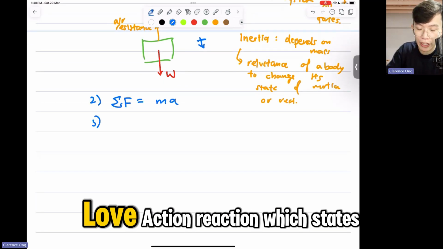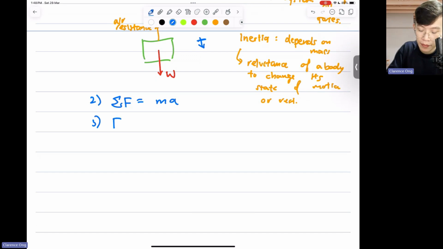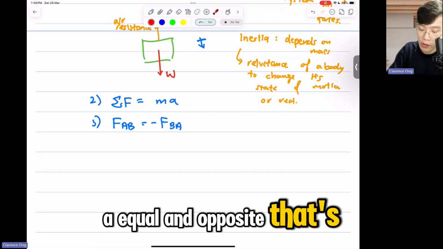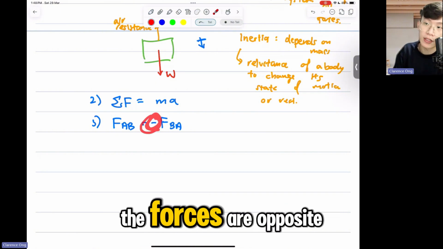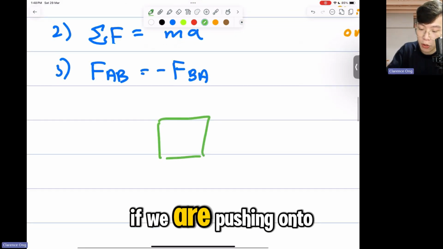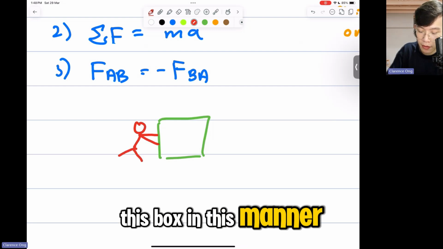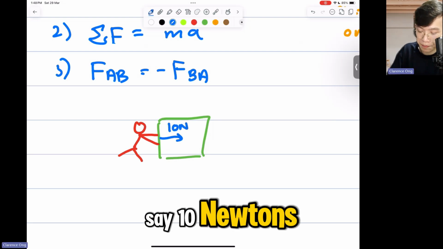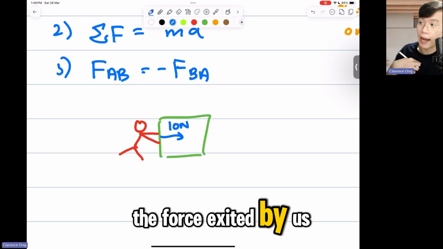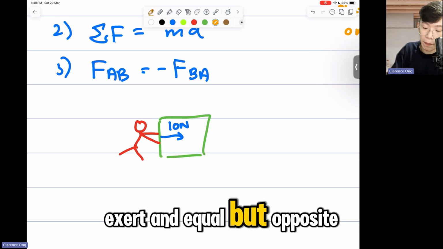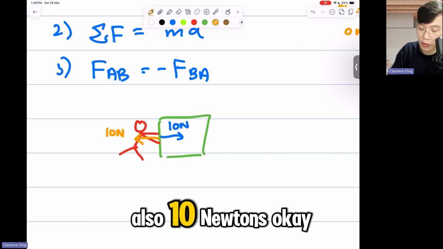Okay, third law is the law of action-reaction, which states that if A exerts a force on B, then B will exert an equal but opposite force on A. Equal and opposite. That's why you see the minus sign here. This minus sign denotes that the forces are opposite. Let me give you a simple example. If we are pushing onto this box in this manner, the force exerted by us on the box is, let's say, 10 newtons. This 10 newtons is the force exerted by us on the box. The box will exert an equal but opposite force on us, which is also 10 newtons.